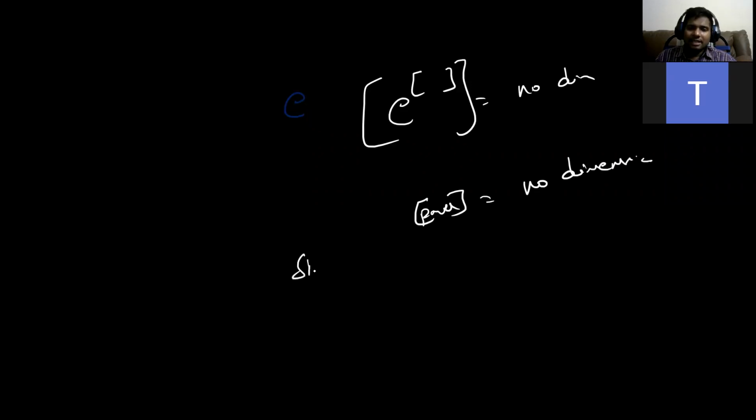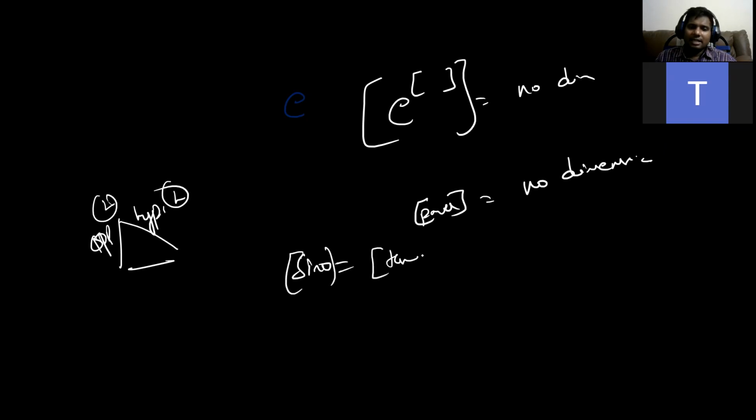Then sine theta. Why? Because sine theta is opposite side by hypotenuse, right? Opposite side is also length, hypotenuse also length. Length by length means no dimensions. Sine theta, length by length, is 1. Tan theta, cos theta, anything in trigonometry doesn't have dimensions. Trigonometrical ratios have no dimensions.